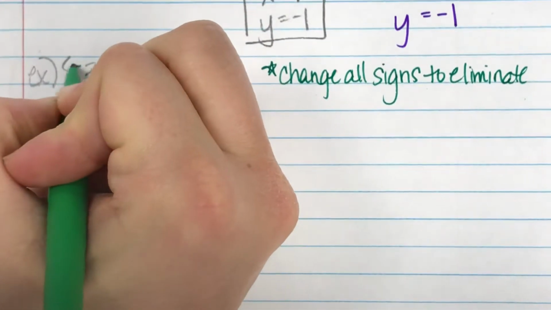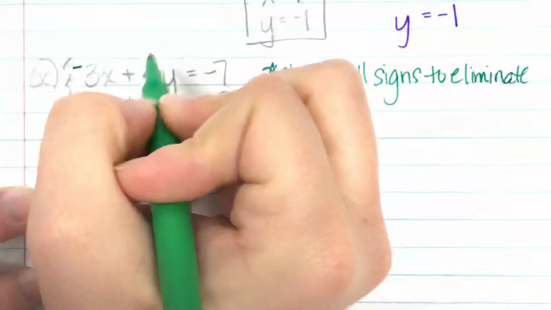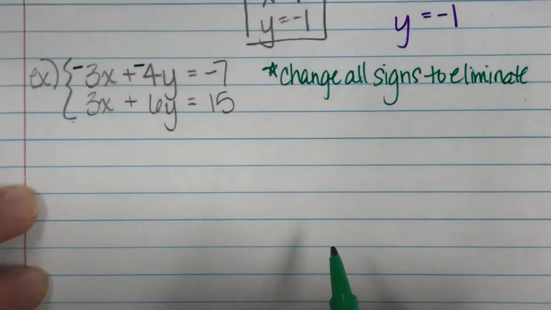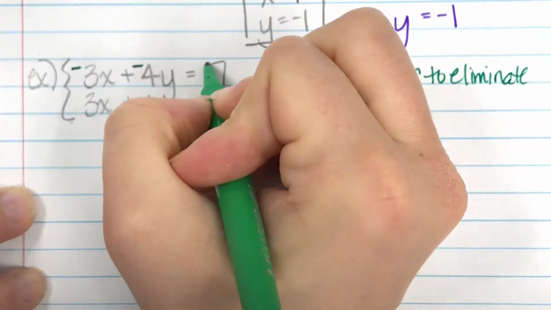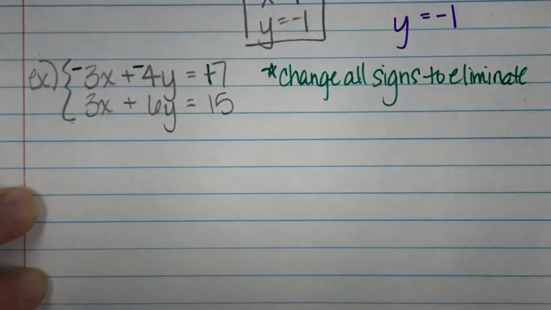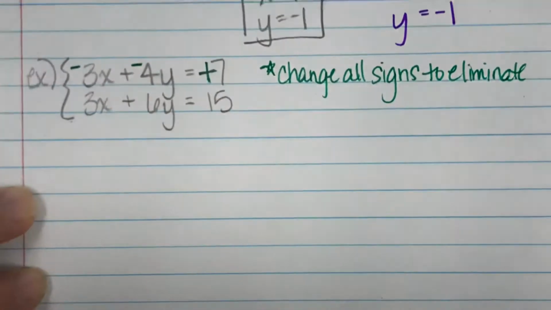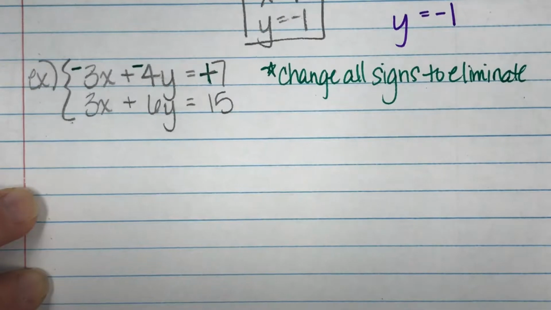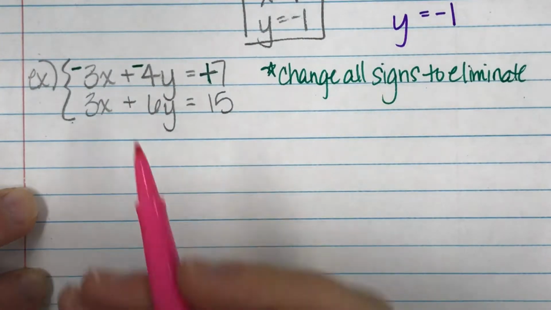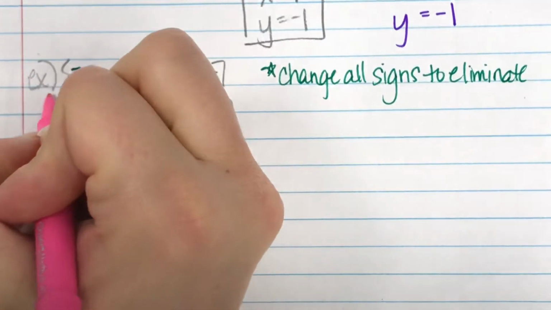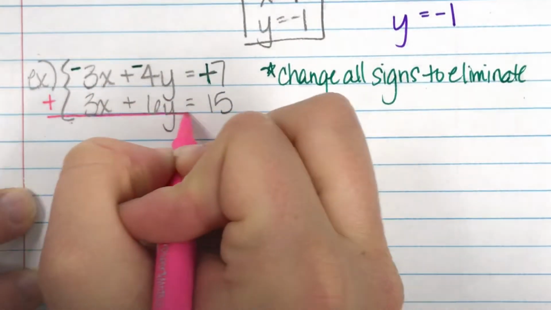So I'm going to make this a negative 3. I'm going to make this now a negative 4. And I'm going to change this to a positive 7. So I get negative 3, negative 4, positive 7. Change all those signs all the way through. Now it should eliminate. So I'm going to add them together.